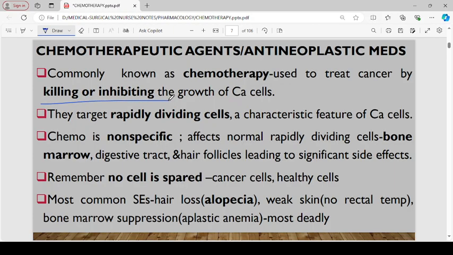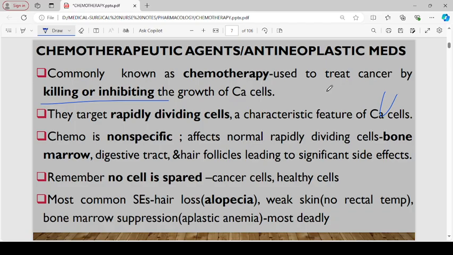So they do target rapidly dividing cells, right? And this is what we know is the main characteristic feature of cancer cells, right? So what is the main characteristic of cancer cells? They are characterized by rapidly dividing, okay? Rapid division of the cells, all right?